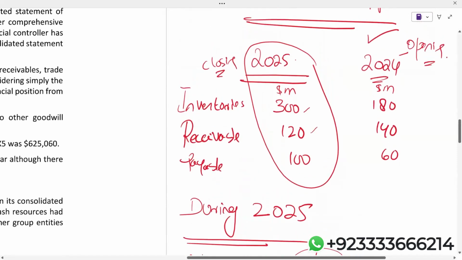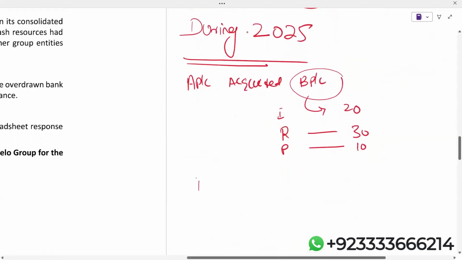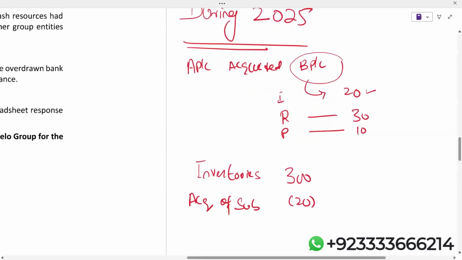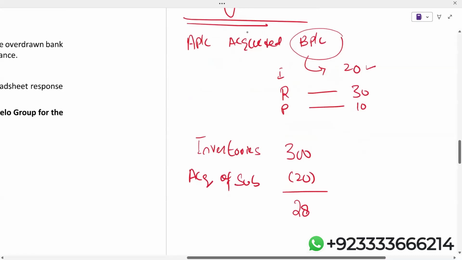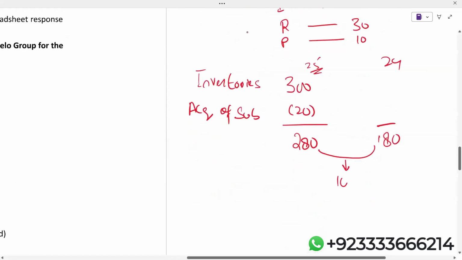Now, what are you going to do? I will not directly take the difference between 300 and 180. Logically, for inventories, closing inventory is 300. Because of the acquisition of the subsidiary, I'll exclude the impact of this, which is 20. I'll get 280. Previously, it was 180. Now I will take the difference. From 180 to 280, there is an increase in inventory of 100.